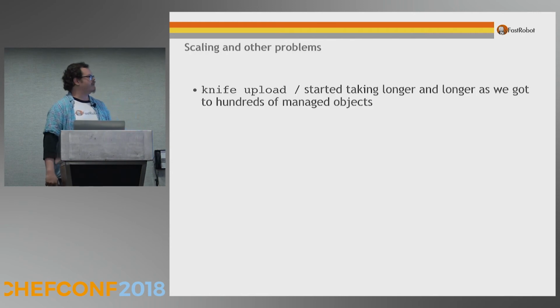Well, clearly there's scaling issues. As we got up to hundreds of roles, hundreds of nodes, the knife upload slash started taking longer and longer to run. Eventually, of course, it became intolerable.